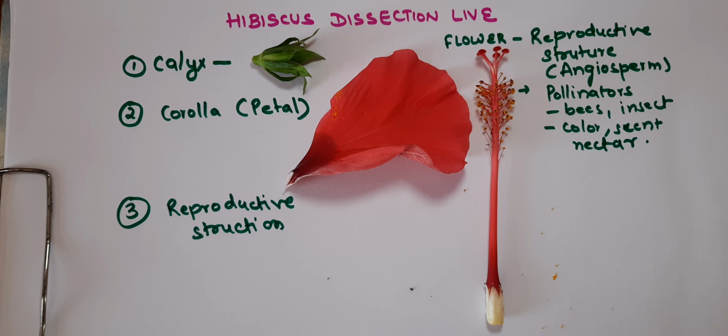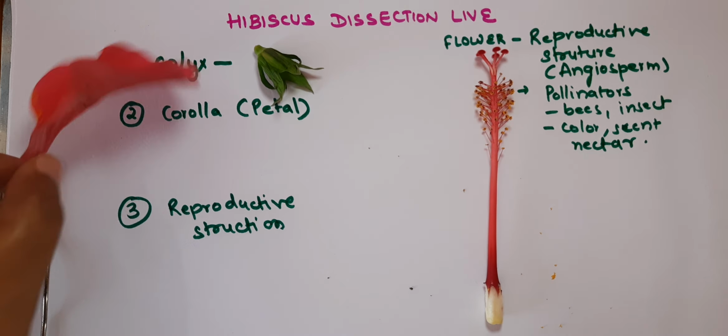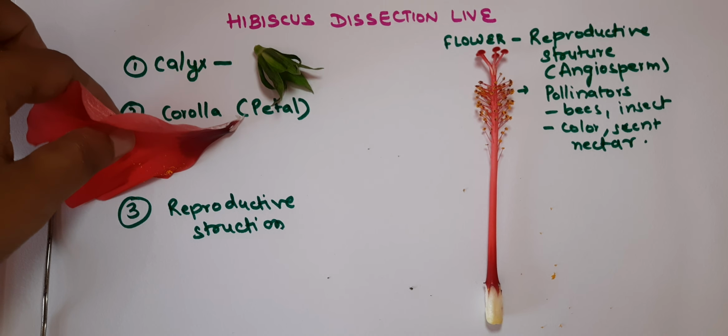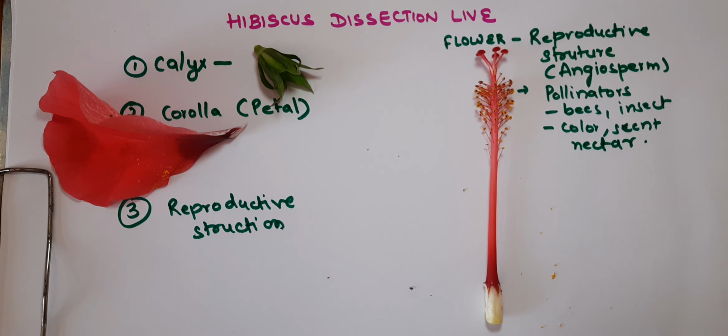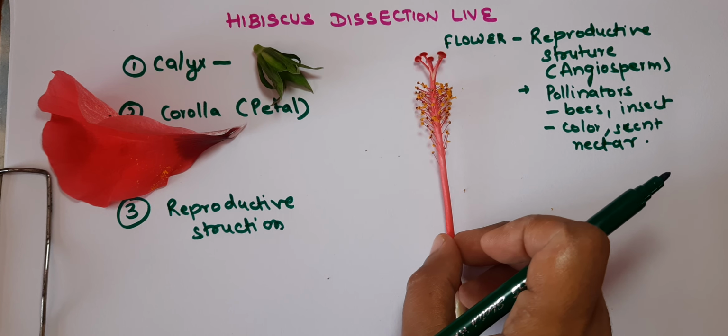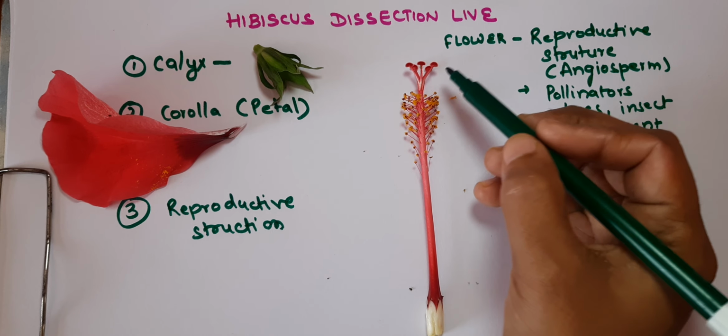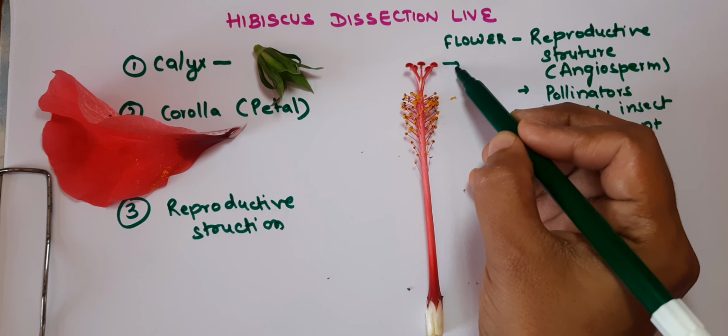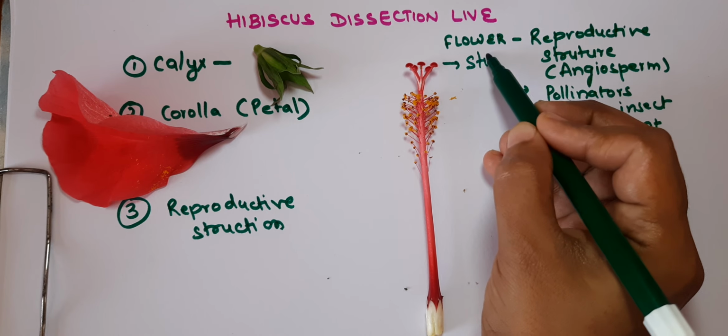Students, I will show you. This is the corolla. Let me show you in detail. This portion is known as the stigma.